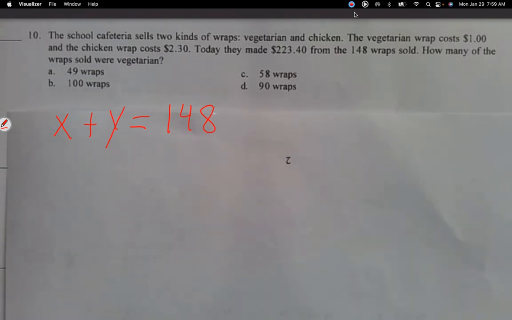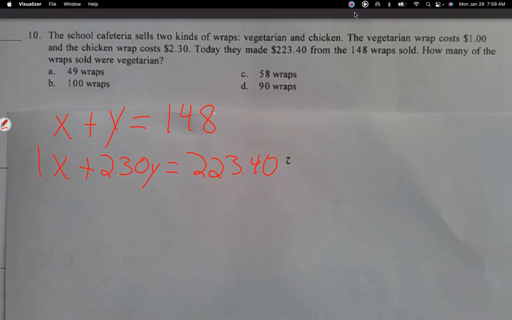Now let's talk money. How much are the vegetarian wraps? $1. So that's 1X. You don't have to put the 1, but that's $1 for the vegetarian. And how much for the chicken? 2.3 for the chicken. And then what's the total money? 223.4.